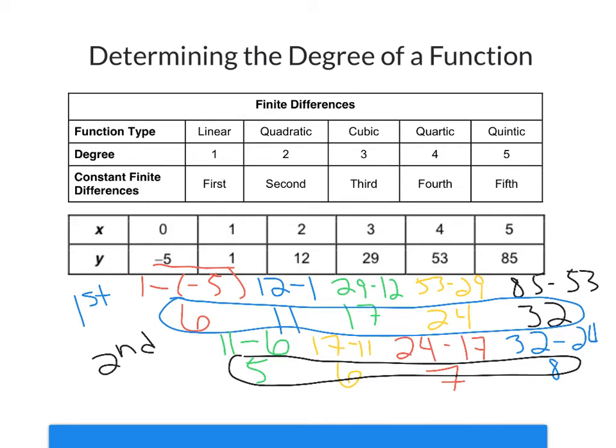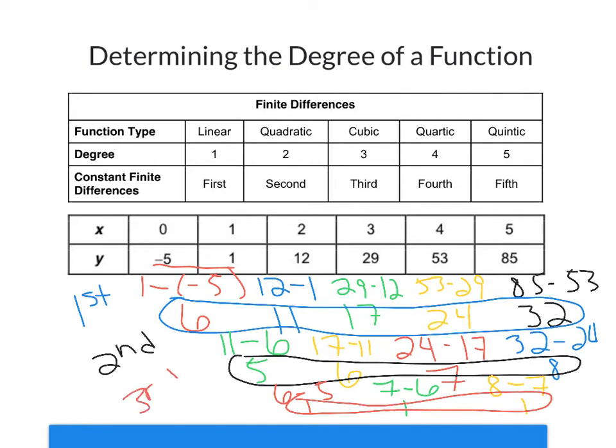So I'm going to start off and subtract 5 from 6, and I get a difference of 1. Then I would look at the 6 and the 7. 7 minus 6 gives me a difference of 1. And finally, I would look at the 8 and the 7. 8 minus 7 also gives me 1. These are what's known as my third differences because I've subtracted 3 times.